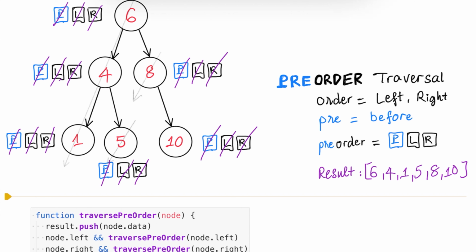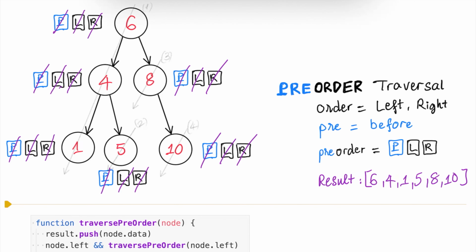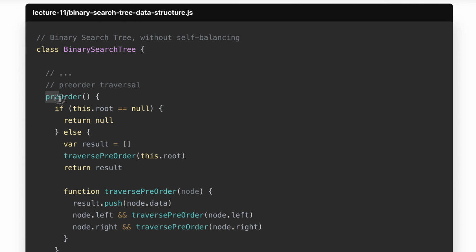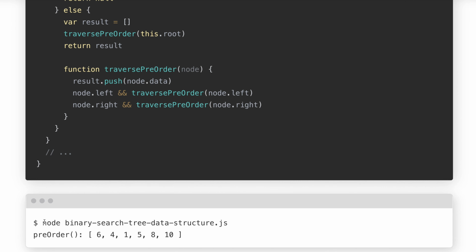Remember, if your tree is bigger or has more nodes on left and right, the arrows will go deeper to reach more nodes in their directions. For implementation, this is our PreOrder traversal. In our binary search tree data structure, in the PreOrder method, we simply check if a root node exists. Then we initialize the result array. We call our recursion function, and then we return the result array. And this is our recursion function for PreOrder traversal. If we run that with our tree, it's gonna give us 6, 4, 1, 5, 8, 10.